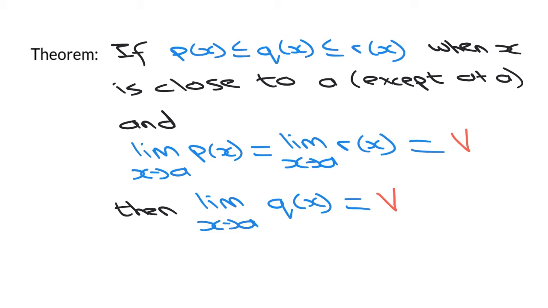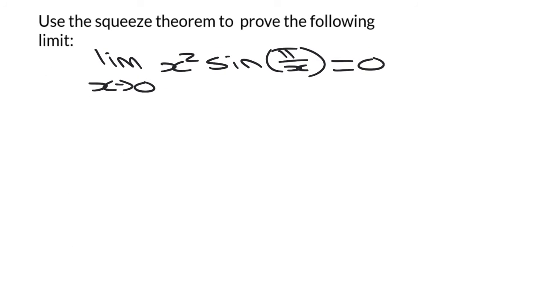And so now we'd like to apply this theorem in a problem. In this problem, we are asked to use the squeeze theorem to prove the following limit. We have the limit as x tends to 0 of x squared multiplied by sine pi over x. We need to show that that is equal to 0.